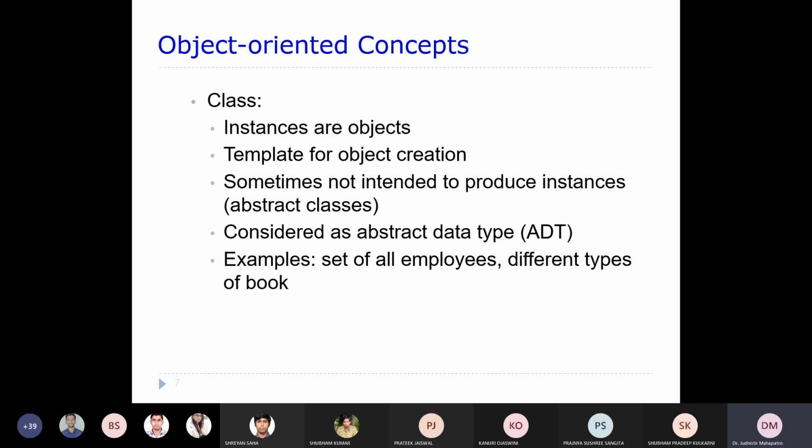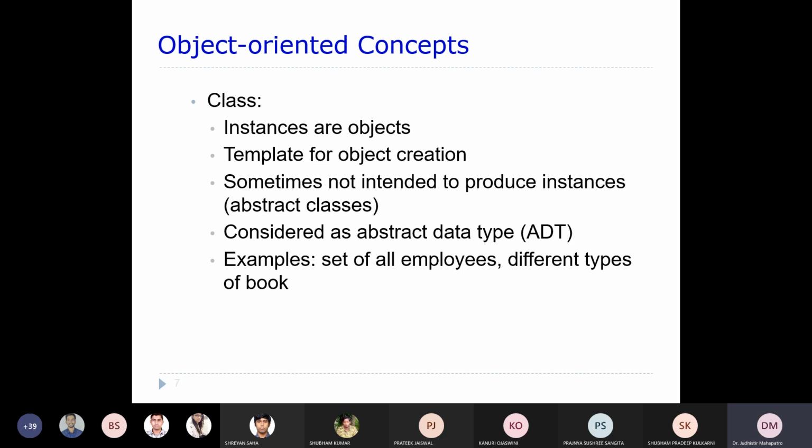The best example is this: if I say color, color can be a class. Green, blue, yellow are different instances of that class. So yellow is an object of the class color. Usually a class is a template for object creation.